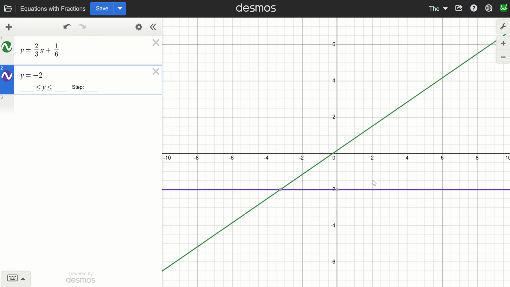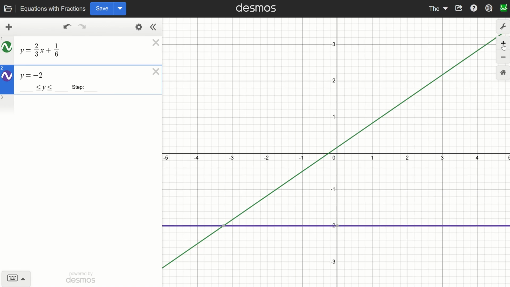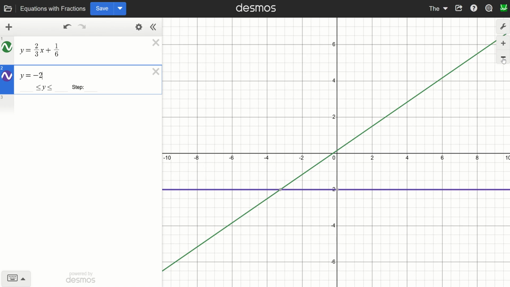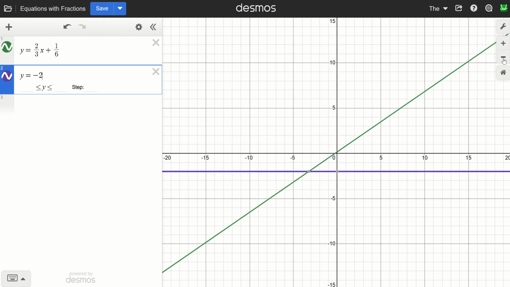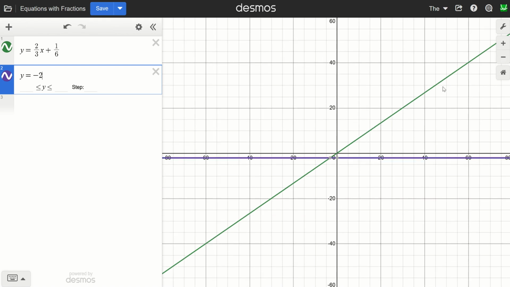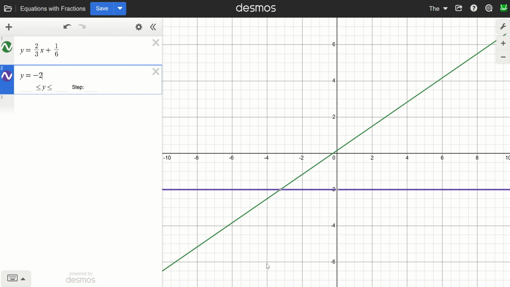If you don't see where they intersect or cross, then you can use these zoom in and out features, these buttons on the right. And if you zoom out too far and you're kind of lost, you can click that home button and it'll bring you back to where you started. Fortunate for me, I can see that the two lines intersect right here, and I can click on that point of intersection, and that dot turns black.